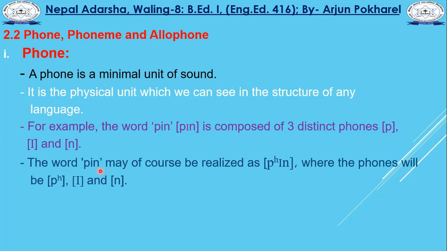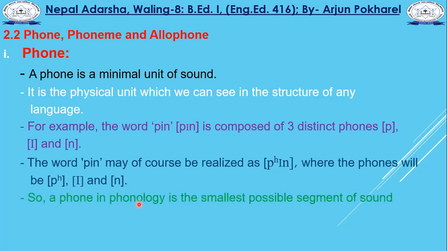But here, the word pin may, of course, be realized. We can also, the native speakers, they say what? For pi and pin, they say what? Pin. Okay, pin. Okay, this pa becoming pa. Okay, pa, e, and na. Where the phones will be what? Pa, e, and na. Okay, na. Both of them, whether you produce it as pin or whether you produce it as pin, okay, both of them are what? Both of them are phones here. Pa, pa, e, na, and pa, pa, e, na. Okay, they are what? They are the physical units. That's why they are physical units that we can realize.